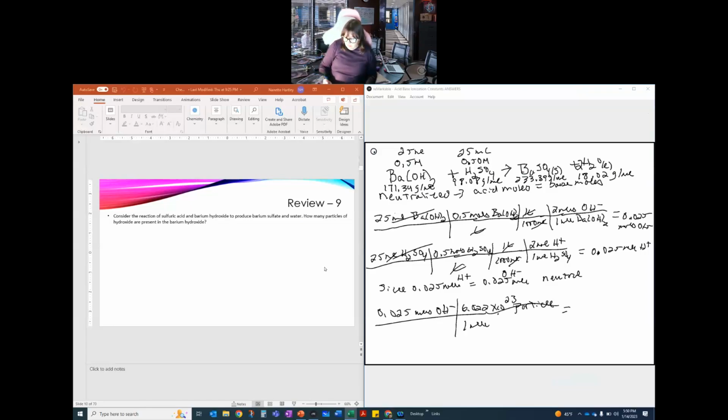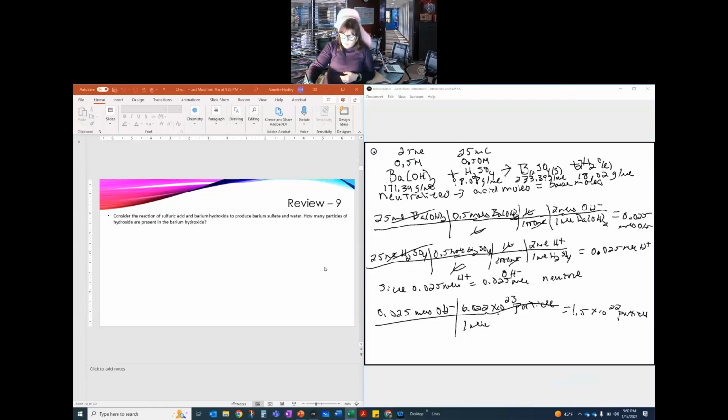So I'm going to take that 0.025 and multiply that times 6.022 times 10 to the 23rd, and that gives me 1.51. Technically, I don't have that many left. It should be 1.5, and I say that because 25 milliliters is 2 significant digits. That means that I should be left with 2 significant digits when I do this calculation. So it's 1.5 times 10 to the 22 particles.